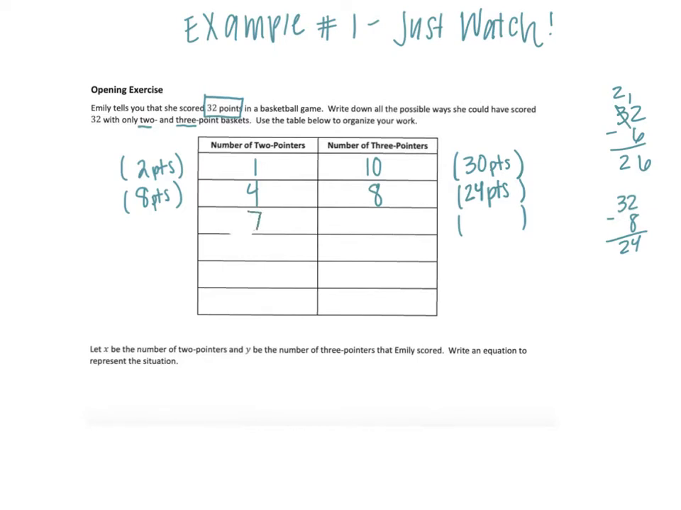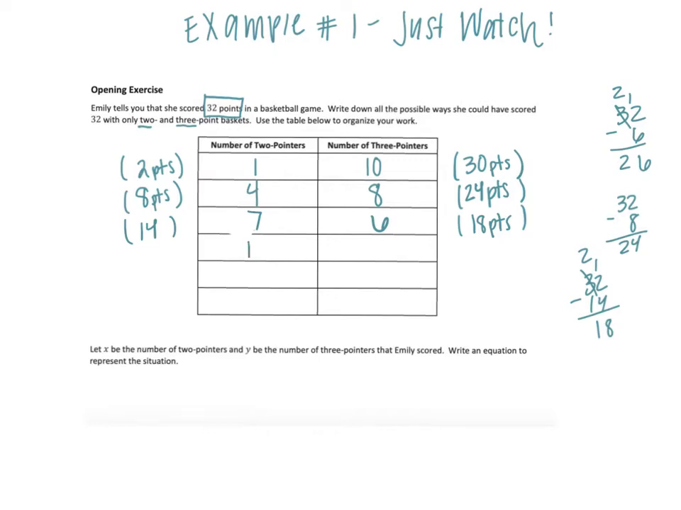I'll try 7. This gives us 14 points. Well, 32 minus 14 is 18. And 3 does go into 18 evenly. 3 goes into 18 6 times. And I want to see if I can find a pattern here. I have 1, 4, 7. What's happening each time? Well, they're increasing by 3.